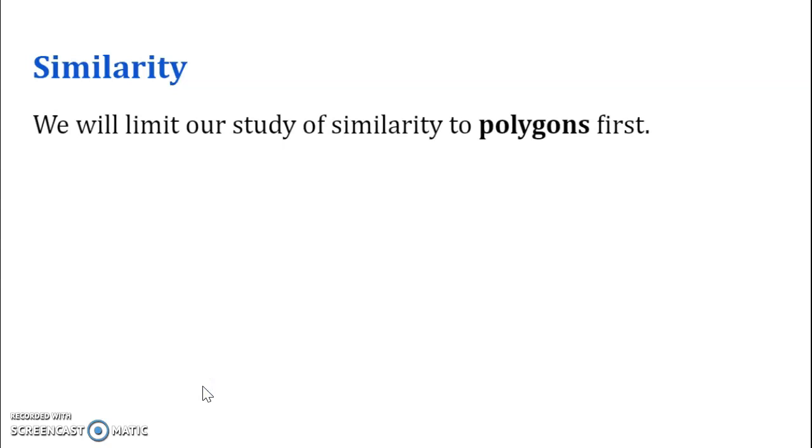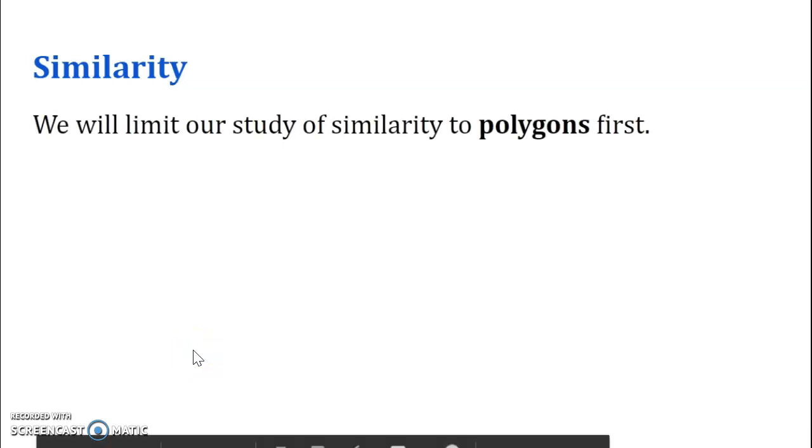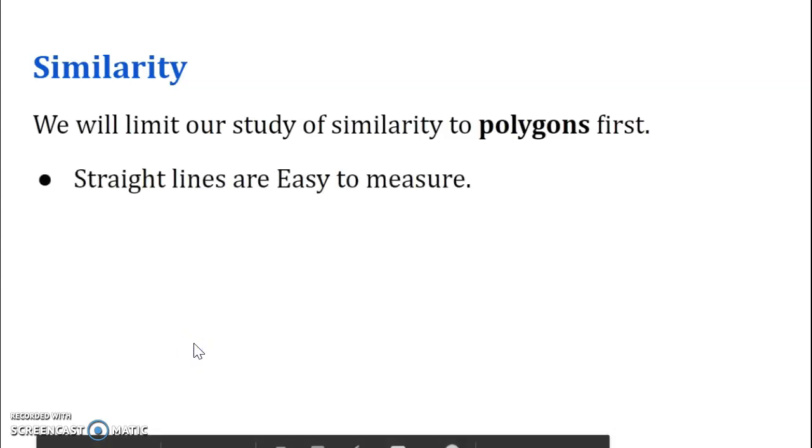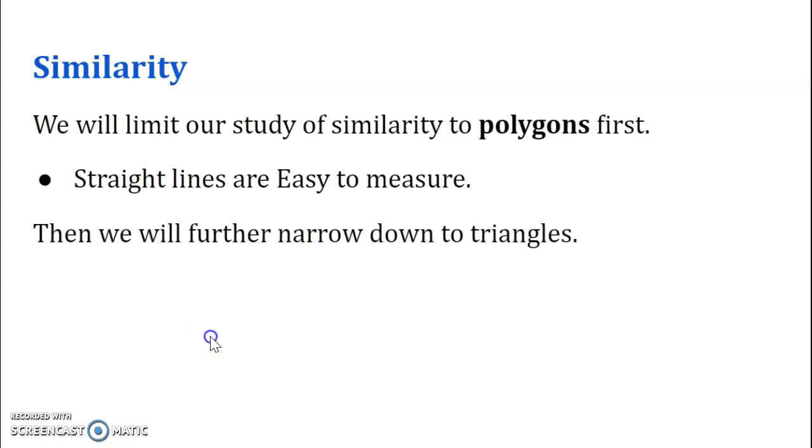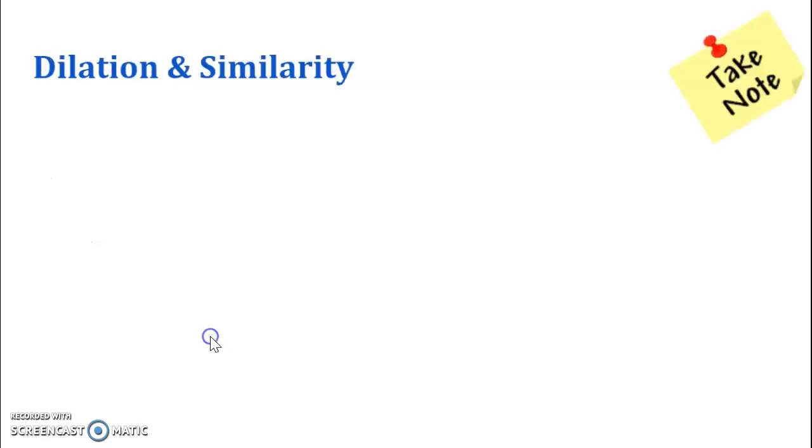So to study similarity, we are going to focus on polygons first. Why? Because straight lines are easy to measure. And then we'll narrow down further to triangles, because they're the smallest of the polygons. So how are dilation and similarity related?